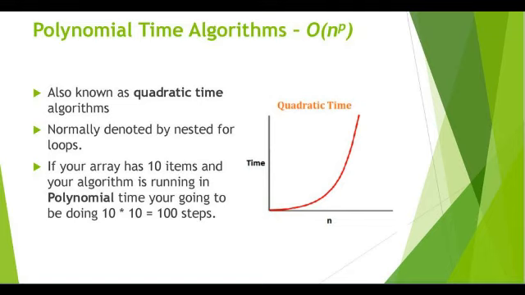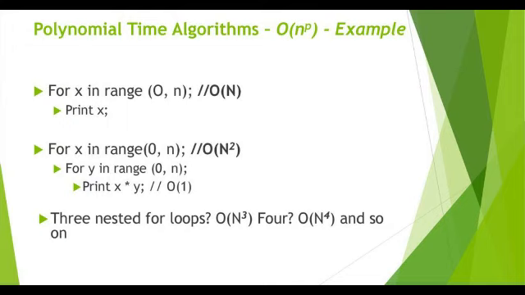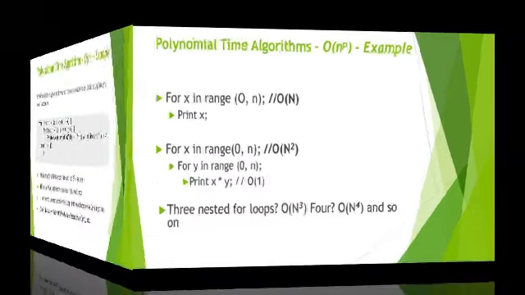Polynomial time algorithms, O(n^p). Also known as quadratic time algorithms, normally denoted by nested for loops. If your array has 10 items and your algorithm is running in polynomial time, you're going to be doing 10 * 10 = 100 steps. Polynomial time algorithms, O(n^p) example: for x in range 0 to n, O(n), print x. For x in range 0 to n, O(n^2): for y in range 0 to n, print x * y, O(1). Three nested for loops: O(n^3), O(n^4), and so on.